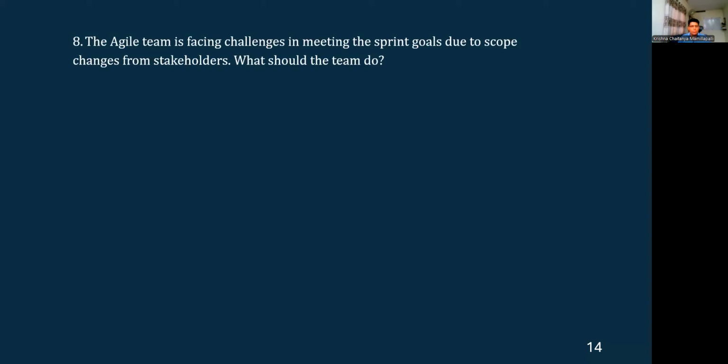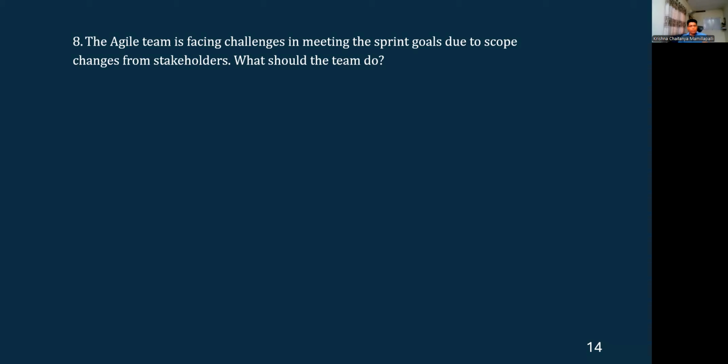Okay, so now here is the question. The Agile team is facing challenges in meeting the sprint goals due to scope changes from stakeholders. What should the team do? So here, what is being expected is the action from the team.